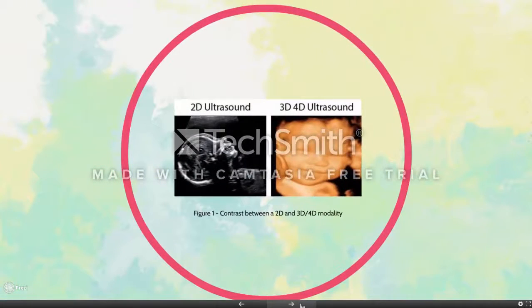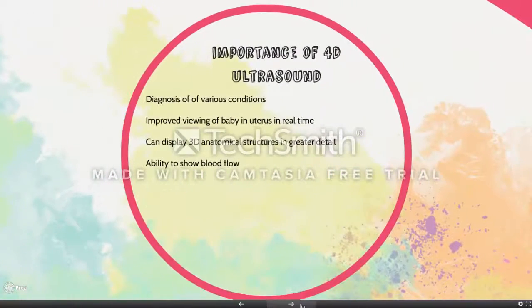It is clear that 4D imaging provides much more detail than the standard ultrasound imaging, and thus the use of 4D imaging is becoming increasingly important, particularly in pregnancy. So why is 4D ultrasound important?